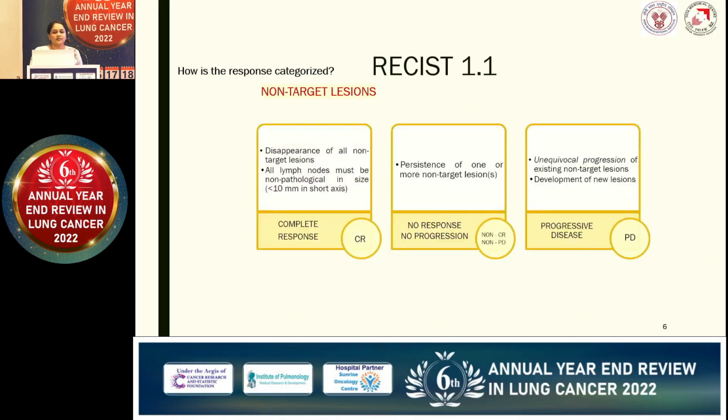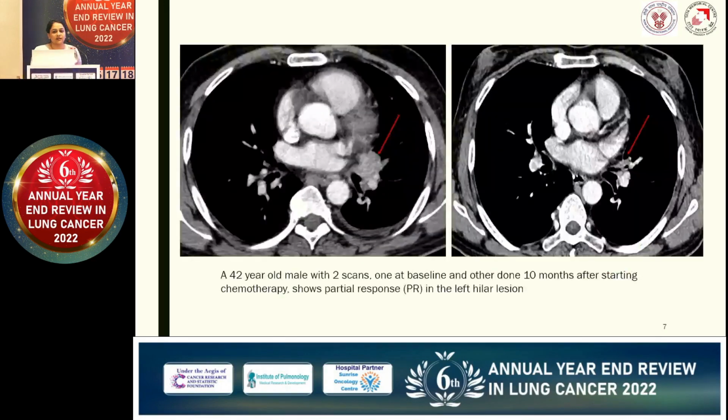For non-target lesions, it's similar. We would call a progressive disease when there is unequivocal progression of existing non-target lesions or there is development of new lesions. And a complete response will be disappearance of all lesions. And when it does not fit into either, we have no response, no progression. It is important to remember that non-target disease progression in isolation is rare. However, we do see cases at our center sometimes.